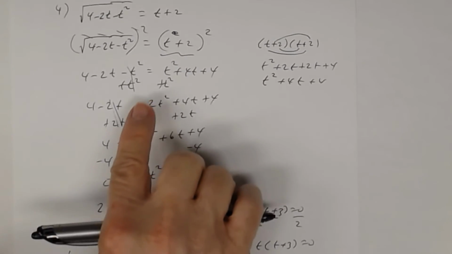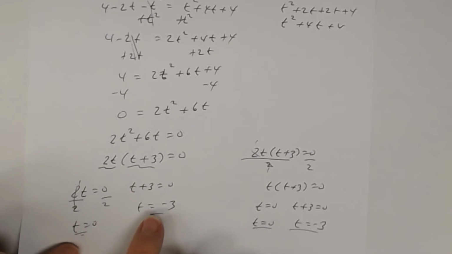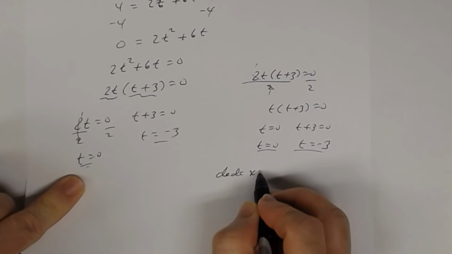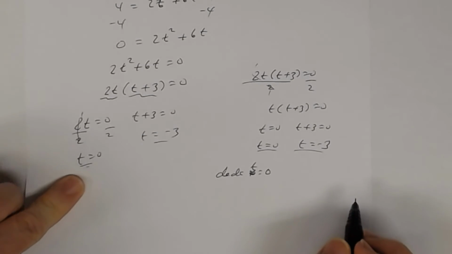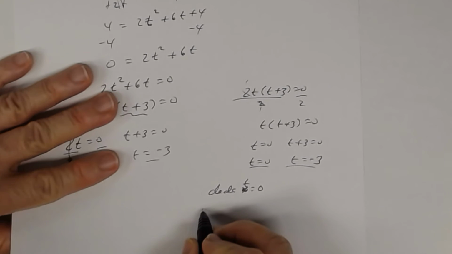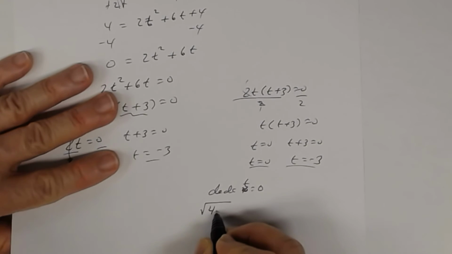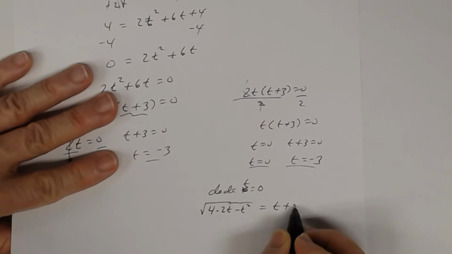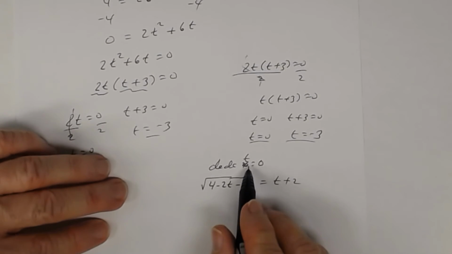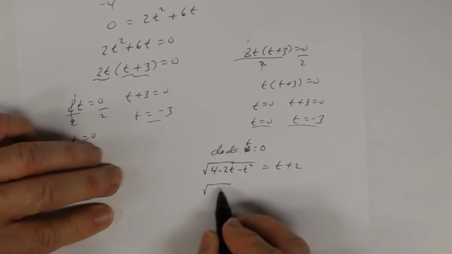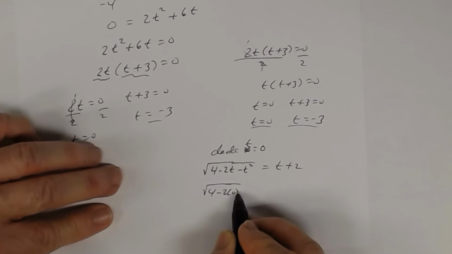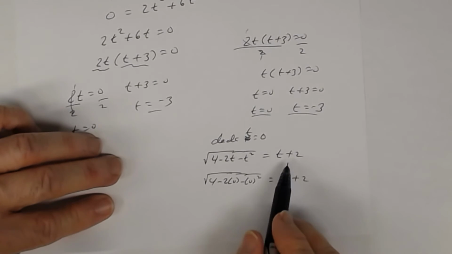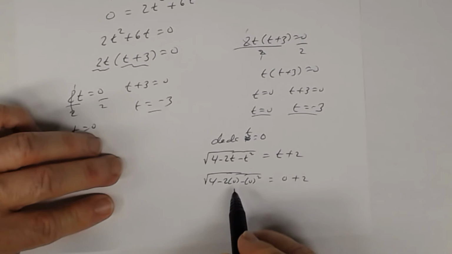But I raised both sides to the even power, so you've got to check for extraneous solutions. So let's check t equals 0 first. Let's go back to the original, and remember the original was the square root of 4 minus 2t minus t squared equal t plus 2. So in place of t, I'm going to substitute 0. So I get the square root of 4 minus 2 times 0 minus 0 squared equal 0 plus 2. Wherever I saw the variable t, I substitute 0.